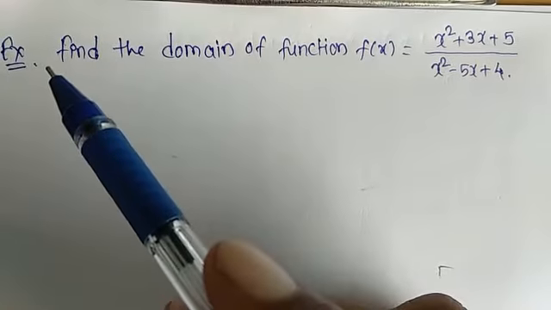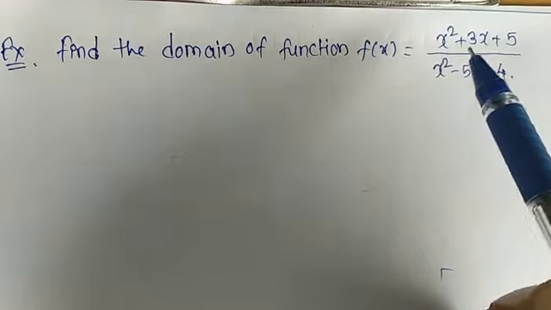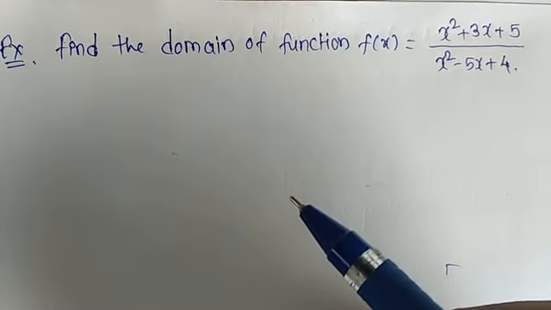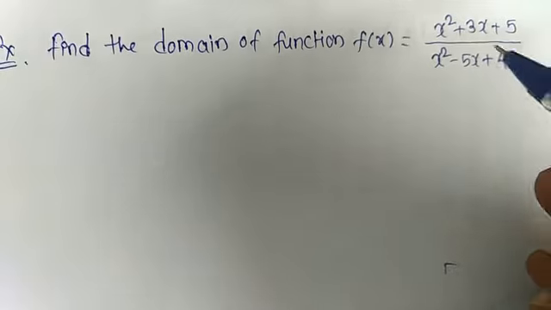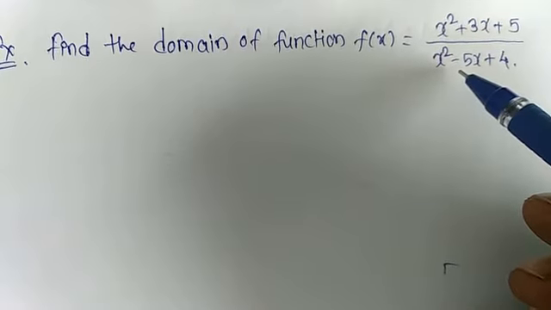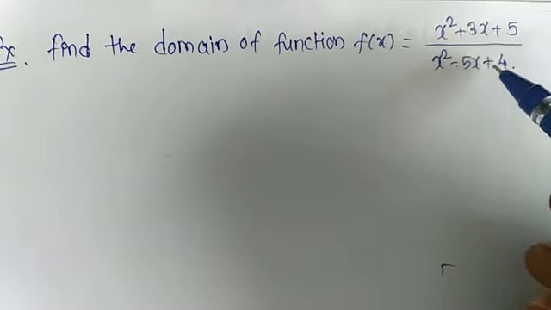Here we are going to solve these examples. Find the domain of the function f of x is equal to x square plus 3x plus 5 upon x square minus 5x plus 4. When we are going to find a domain, we have to check whether it is a function of the rational type. It is a polynomial upon polynomial form, f of x upon g of x.